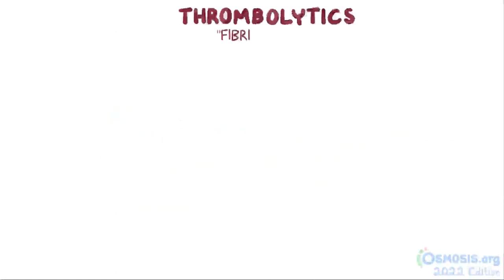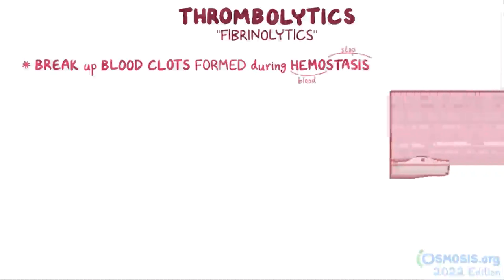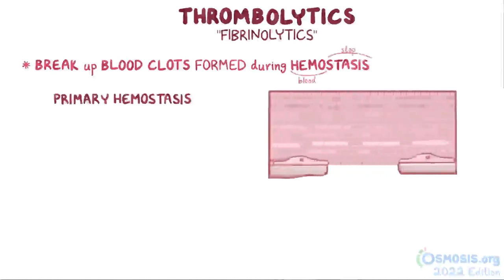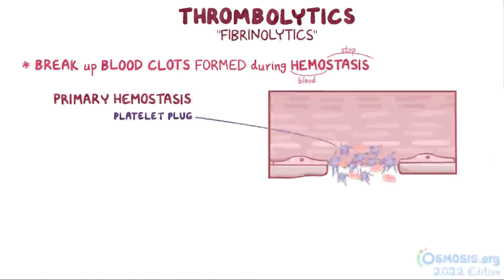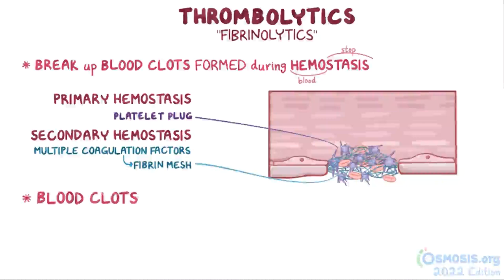Thrombolytics, also called fibrinolytics, are medications that break up blood clots formed during hemostasis, where hemo means blood and stasis means to halt or stop. Hemostasis is divided into primary hemostasis, which involves the formation of a platelet plug at the site of an injured blood vessel, and secondary hemostasis, which involves multiple coagulation factors working together to form a fibrin mesh to stabilize the platelet plug. Together, these two processes create a blood clot, which stops the bleeding.